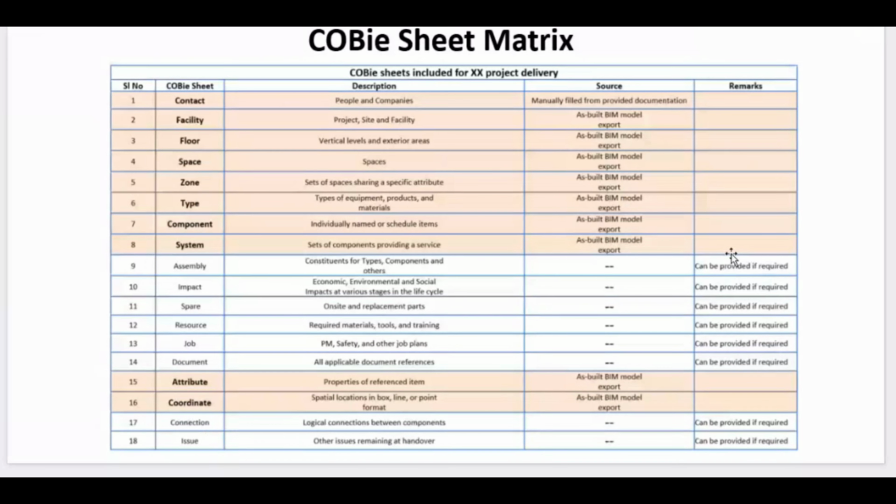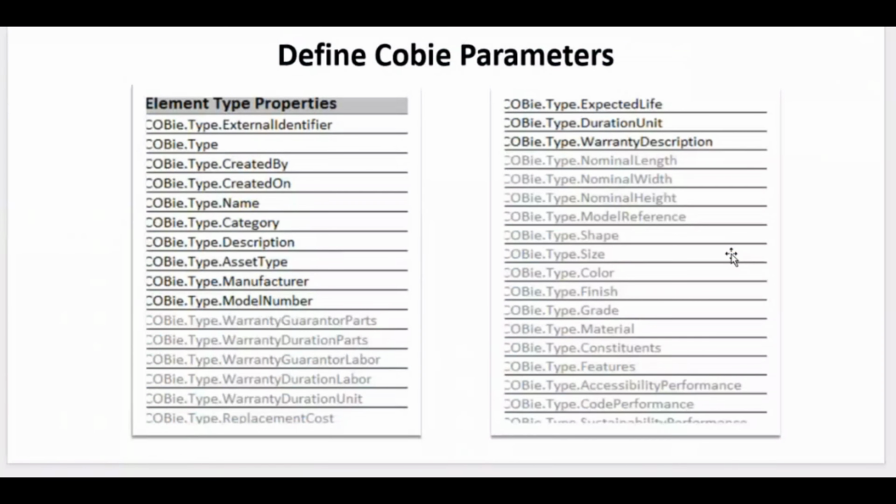Siddhi, what is the difference between type and type model? Please go back. Yes. Here, COBie type and COBie type dot manufacturer. What are the differences between these two?